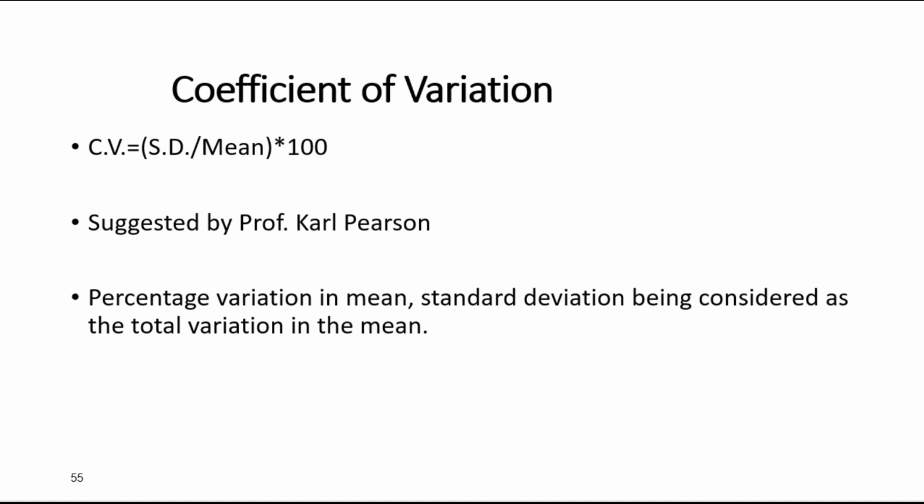In relative measures, we frequently use the coefficient of variation. What is the coefficient of variation? This is standard deviation divided by mean multiplied by 100, and this is suggested by Professor Karl Pearson. This tells us the percentage variation in the mean, standard deviation being considered as the total variation in the mean.